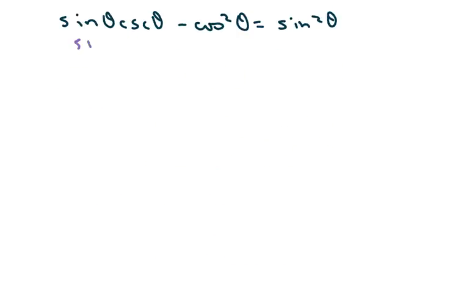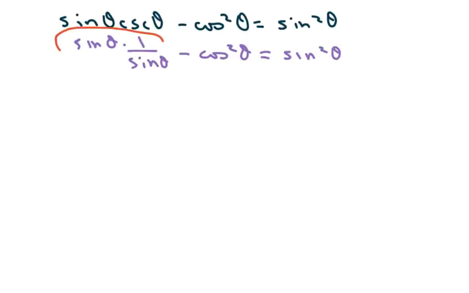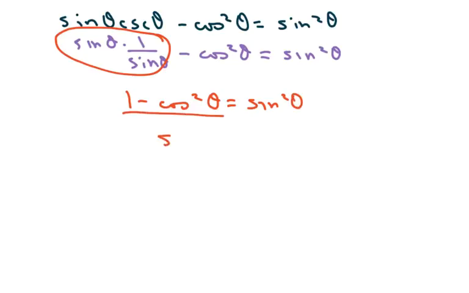I'm going to write this as sine of theta times 1 over sine of theta minus cosine squared of theta, which equals sine squared of theta. We're working on the more complicated side. This equals 1. We have 1 minus cosine squared of theta equals sine squared of theta. This equals sine squared of theta, which equals sine squared of theta. So there it is.